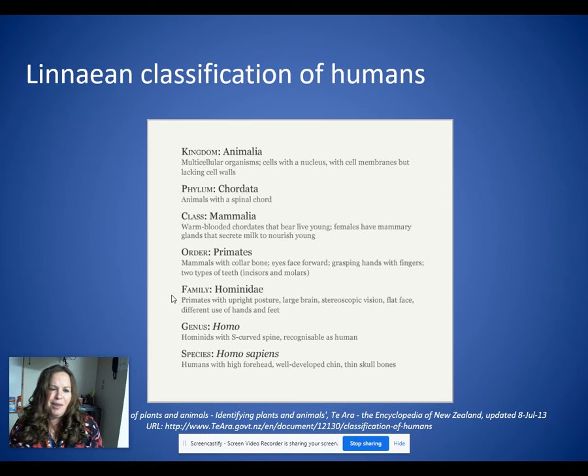That's all important. And then the order Primates, that we share with other primates: monkeys, orangutans, gibbons, chimpanzees. Our family is Hominidae, also sometimes called hominid or hominin. That just means we are upright walking primates, and our vision usually is stereoscopic, facing forward with a flat face. I love it. And then genus Homo, and then sapiens. So there's our human classification.